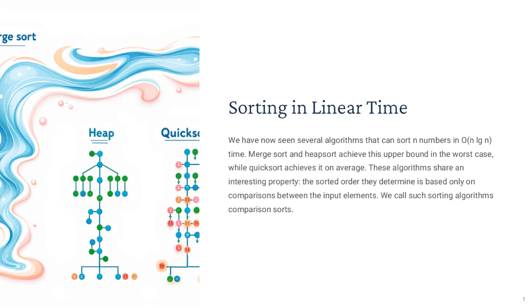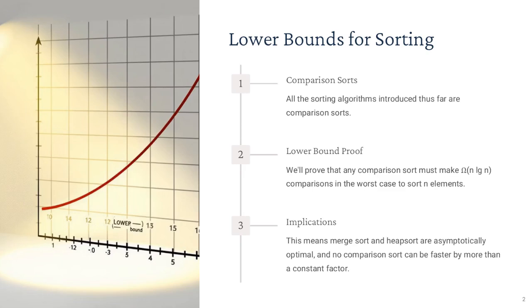Linear time sorting algorithms like counting sort, radix sort, and bucket sort break away from these constraints. Unlike comparison sorts, they employ techniques that leverage properties of the data beyond mere comparisons, enabling them to achieve faster runtimes for specific input types. We will explore these innovative methods and their applications in this session, showing how they bypass the lower bounds that apply to comparison-based sorting.